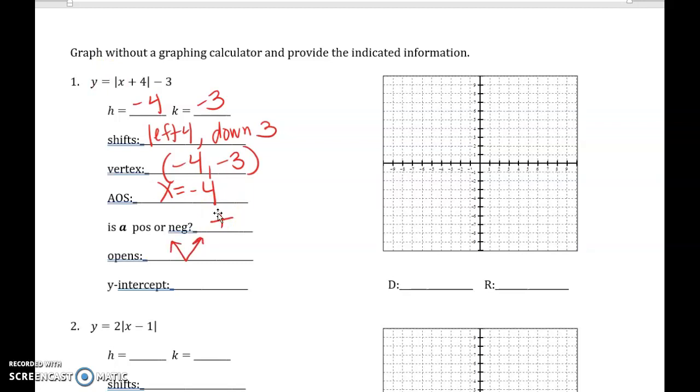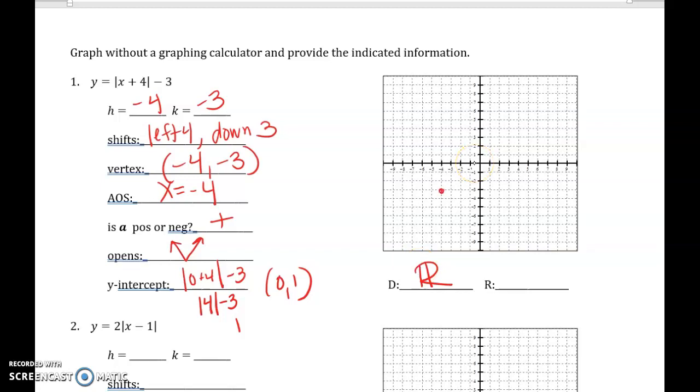The y-intercept, remember, plug in 0, so the absolute value of 0 plus 4 minus 3. Absolute value of 4 is 4, minus 3 is 1, so your y-intercept is 0, 1. Your domain is always all reals. We'll worry about the range here in a second, but let's plot what we know.